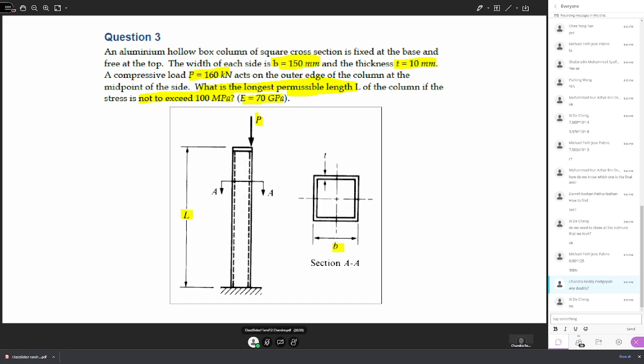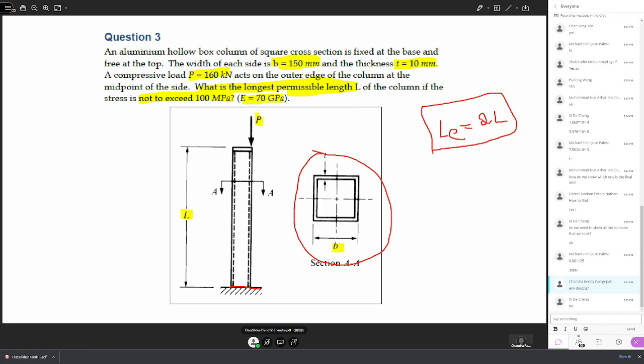Okay, so let us look at this question. So here, an aluminum hollow box column of square cross section. So the cross section is given as a square cross section. It is fixed at the base. So the base is fixed and free at the top. So when the base is fixed and free at the top, the effective length is 2 times the original length. So from the description, we know that because it is fixed at one end and free at another end, the effective length is 2 times the original length.